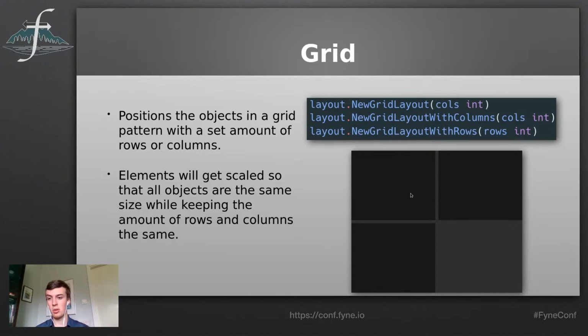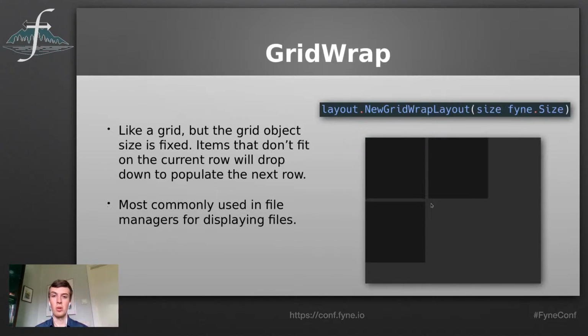And all these elements will get scaled so that all objects are the same size while keeping the amount of rows and columns the same. This basically means that this object is going to be the same size as this object, and when you're resizing, it's not going to add more rows and not more columns. And if this is something that you would have wanted, then you can move on to the grid wrap.